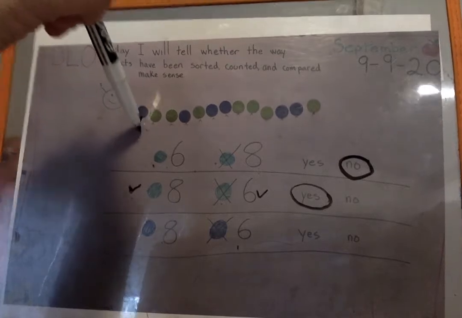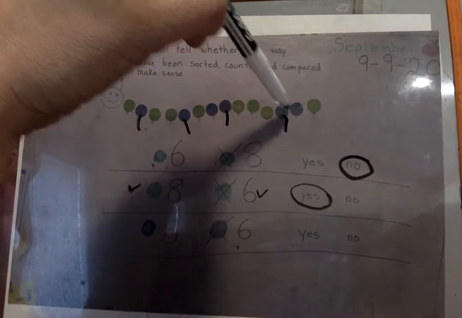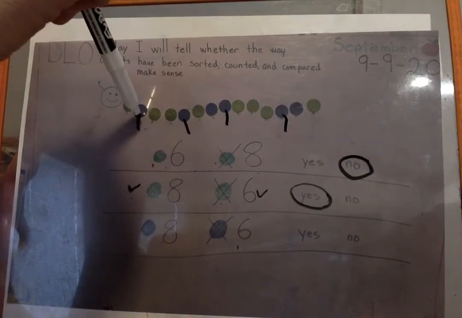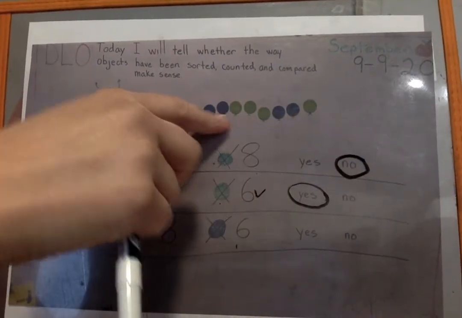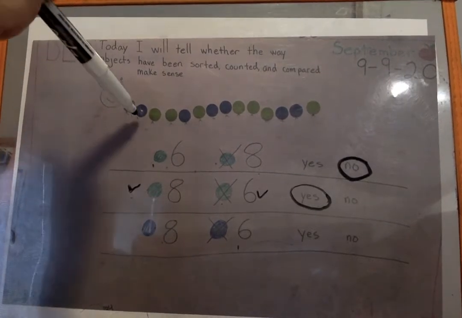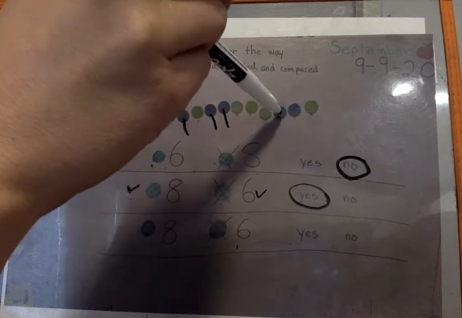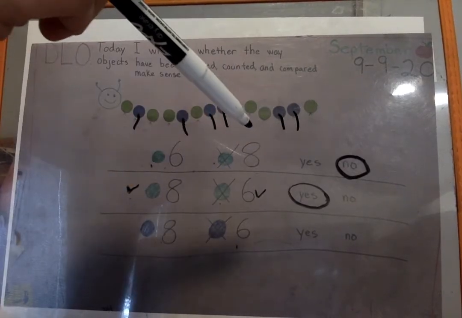1, 2, 3, 4. I skipped one. Uh-oh. Let me start over. Sometimes we skip numbers, and that's why I mark them, but I wasn't looking carefully. Let me try again. 1, 2, 3, 4, 5, 6 blue.